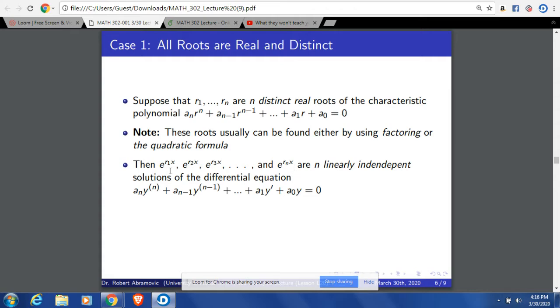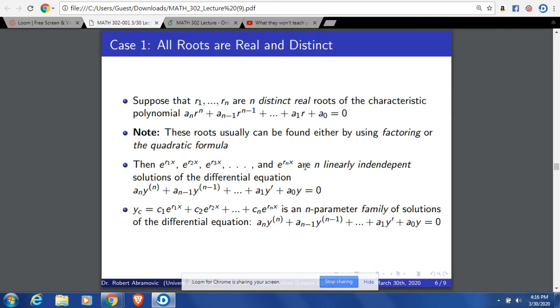That's pretty straightforward. Just take each of the roots, put them in the exponent for e to the power: e to the r_1x, e to the r_2x, all the way up to e to the r_nx, and we get n linearly independent solutions. Then just take a linear combination, and we get our n-parameter family of solutions that was promised in the existence theorem. Notice this differential equation will always have an n-parameter family of solutions, formed by linearly independent functions and taking a linear combination of those.